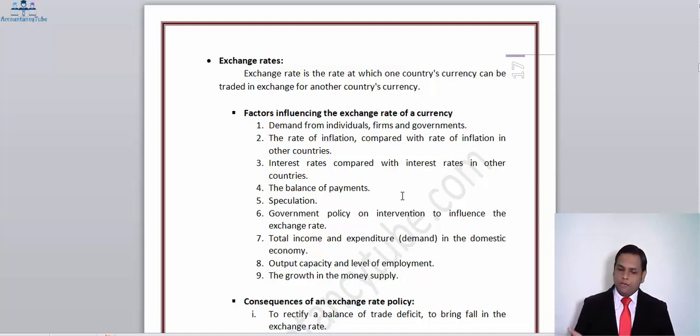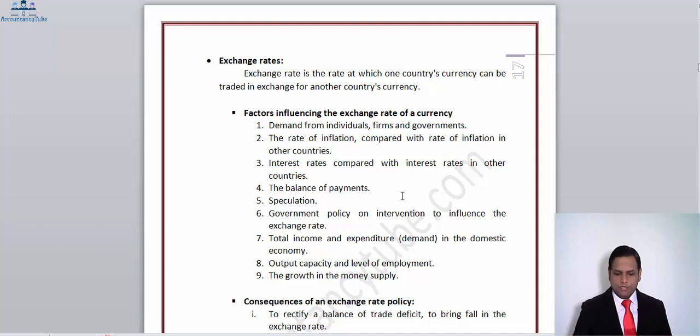Government policies have an impact on exchange rates. Strong governments in which the people have confidence will always have a positive effect on the currency value. People will be more inclined towards investment in their own country, and as a result their currency value will start to increase. Then we have total income and expenditure in the domestic economy. The more the funds are rolling in the economy, the more value there is, and it would not be easy for the currency to depreciate that fast.